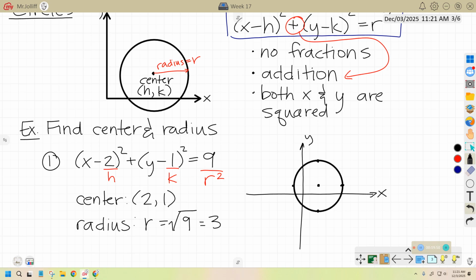If you're asked to graph a circle in Delta Math, that's how they want you to do it. Mark your anchor points and then just expand the circle out so they cross through those anchor points. Good. Let's try another one.